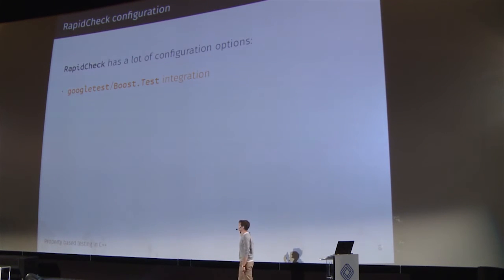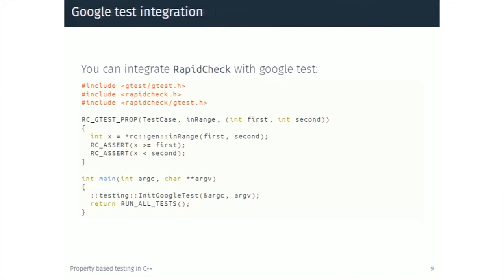RapidCheck has a lot of configuration options. Google Test or Boost Test integration, one of them. If you want to use it with Google Test, just replace the macros that you're using from Google Test, shove RapidCheck's macros in there, and then add a third parameter, which would be the list of the parameters that you'd like to have randomly generated for you for each test generation.